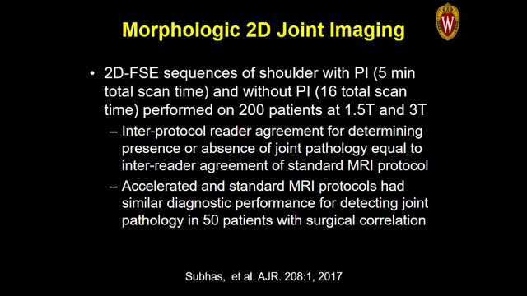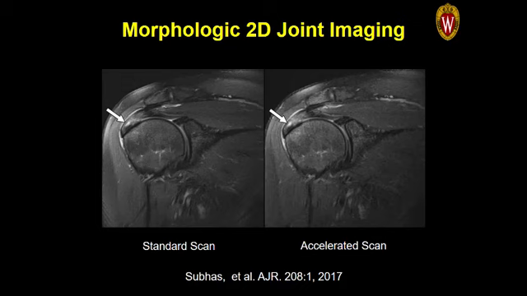In addition, the accelerated and standard MRI protocols had similar diagnostic performance for detecting joint pathology in 50 patients with surgical correlation. This was probably the first paper, at least that I'm aware of, that actually tried to image the joint with an accelerated protocol, and it was found to yield similar diagnostic performance. Here's an image from Dr. Subhas's study in which you can see a focal interstitial tear of the supraspinatus tendon equally well in both the standard and the accelerated coronal fat-suppressed T2-weighted fast-spin echo images.